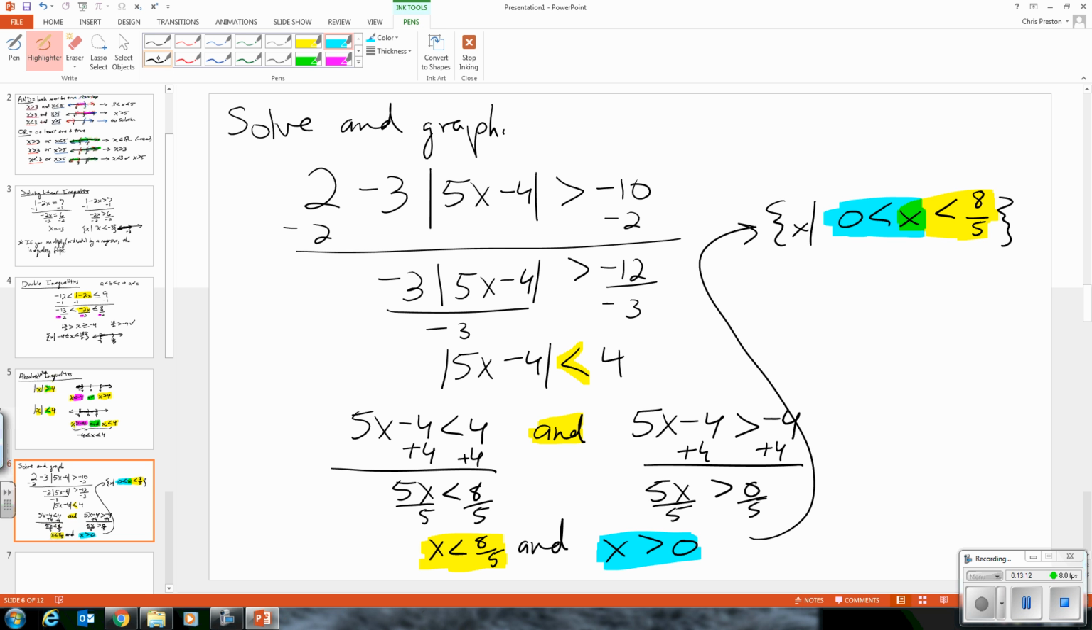So both parts of my statement are true, and they're combined into this one statement. And then if I want to draw the graph, what I'm looking at is exactly numbers between 0 and 8/5. There's my graph. Again, in this particular case neither end is included, but if this had started off with less than or equal to, then both ends would be included here.